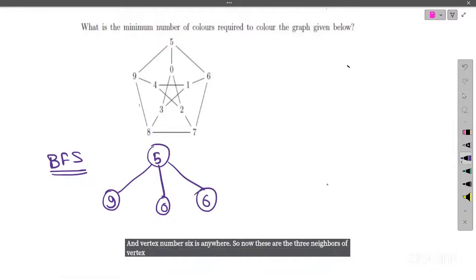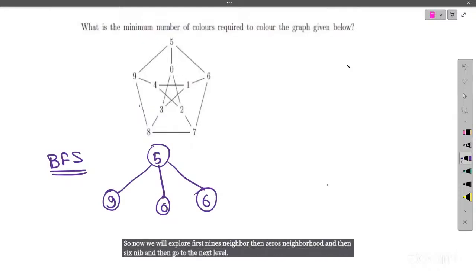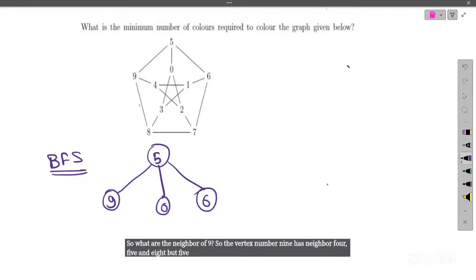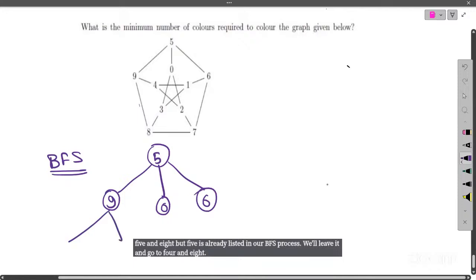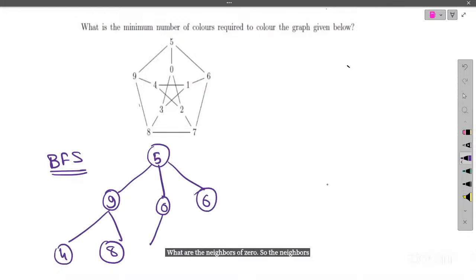Now the BFS process says to explore its neighbors' neighbors. So we will explore 9's neighbors first, then 0's neighbors, and then 6's neighbors, and then go to the next level. What are the neighbors of 9? Vertex number 9 has neighbors 4, 5 and 8, but 5 is already listed in our BFS process, so we'll leave it. The neighbors of 9 are 4 and 8. Now, what are the neighbors of 0? The neighbors of 0 are 3 and 2. Again, 5 is also a neighbor, but it has already been listed, so we are leaving it. The neighbors of 6 are 1 and 7.